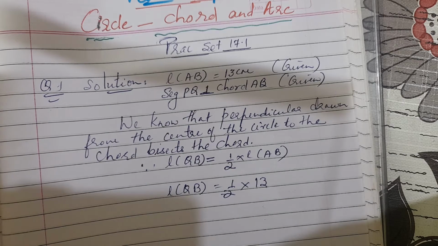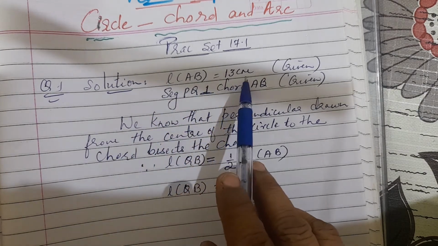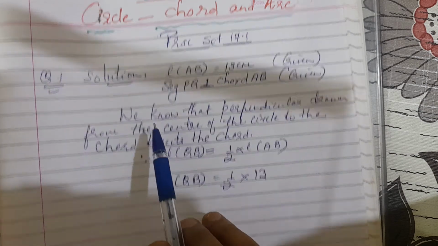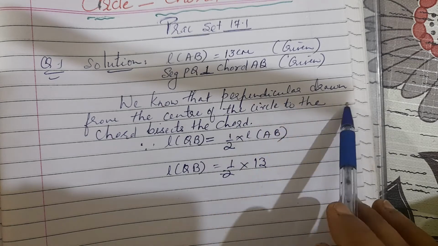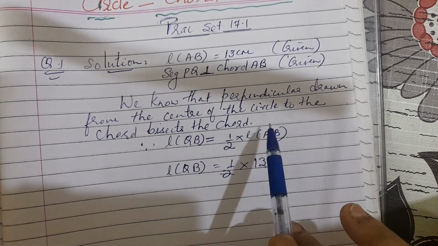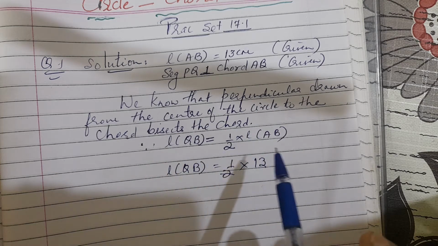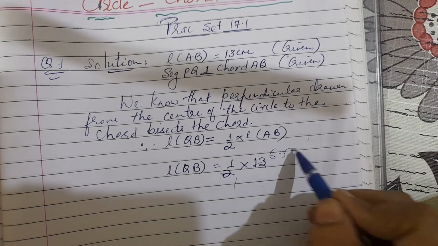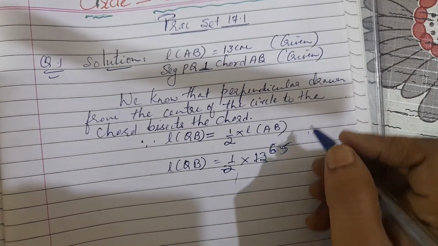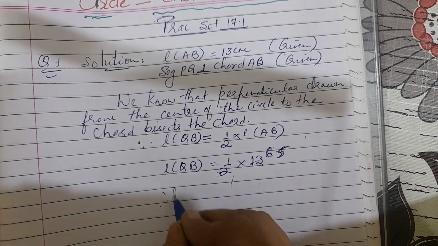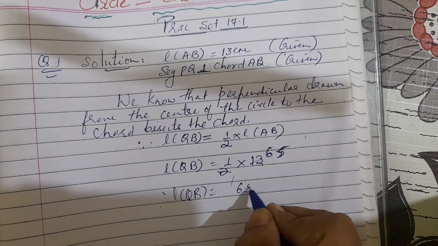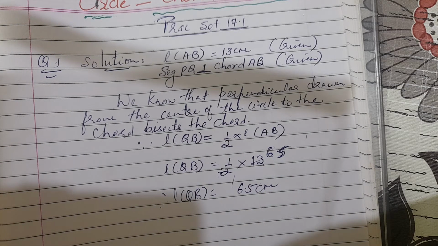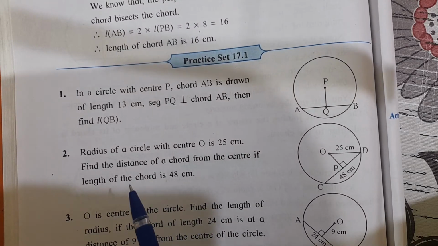Now let's start. See children, length of AB is 13, that is already given. Segment PQ is perpendicular to chord AB, that is also given. As I said, we have to write the property that the perpendicular drawn from the center of the circle to the chord bisects the chord. Therefore length of QB will be half of AB. Yes or no, children? Half into length of AB. So half into 13, that will be 6.5. Therefore length of QB is equal to 6.5 centimeter. Clear? Copy down.